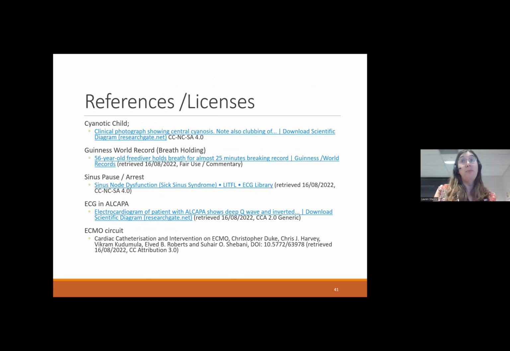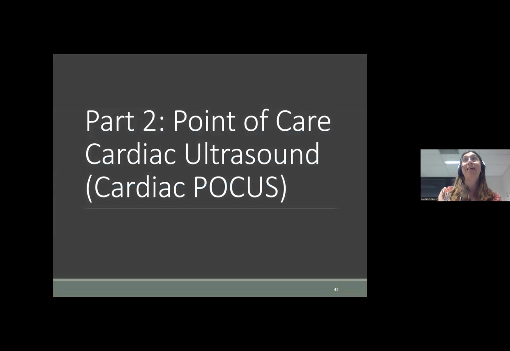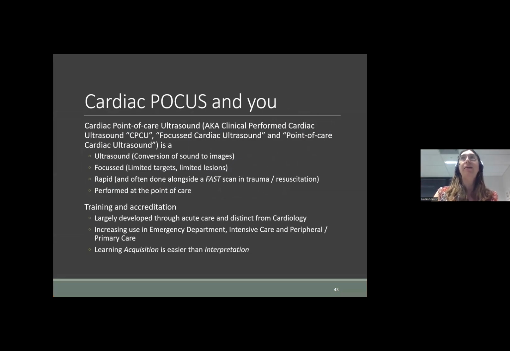Now, just moving on to the second part of the talk today, I'd like to introduce you to Point of Care Cardiac Ultrasound, or POCUS. Point of Care Cardiac Ultrasound is an ultrasound, which means we're using sound to make images. Focused, so limited targets, limited lesion identification, and it's rapid. It's often done alongside a FAST scan in a trauma or resuscitation scenario. And it's performed at the point of care. So we're trying to be mobile, flexible, and adaptive.